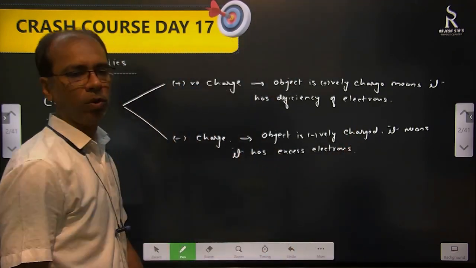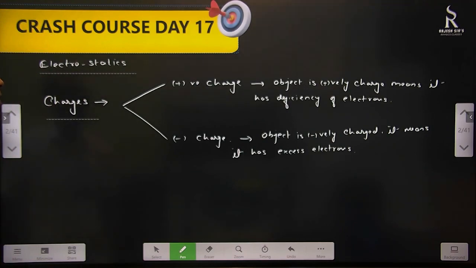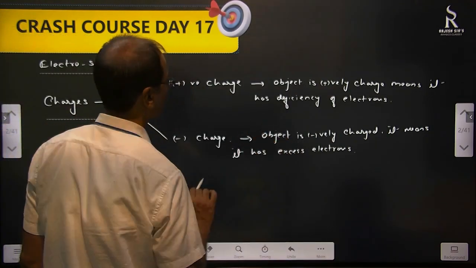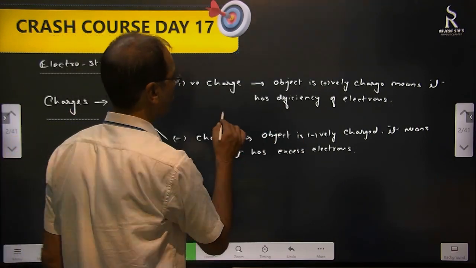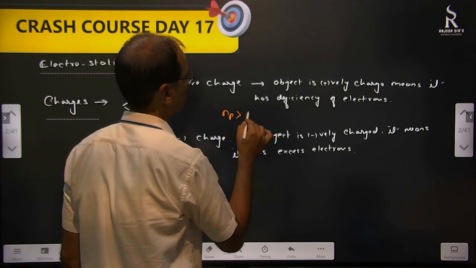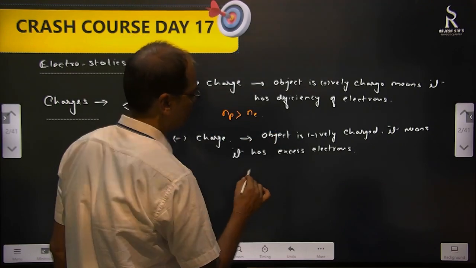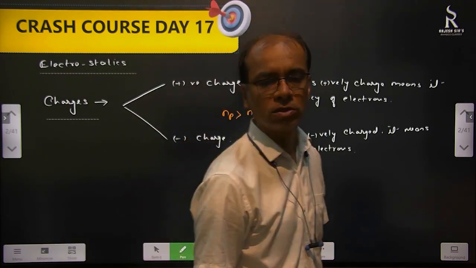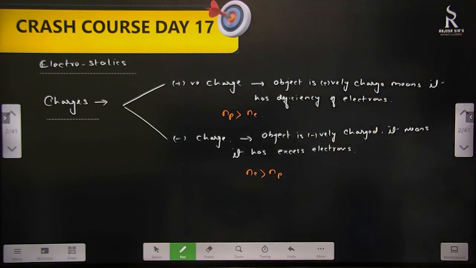This is how we define positive and negative charges. Then what more can we say about charges? We all know this: positive charge means the number of protons is more than the number of electrons, and negative charge means the number of electrons is more than the number of protons. So this is how we say that any object is charged or not charged, positively or negatively charged.